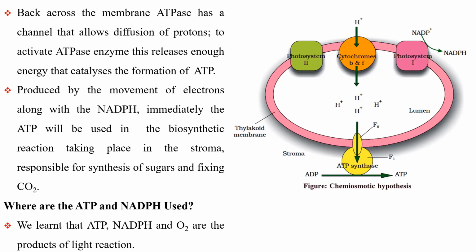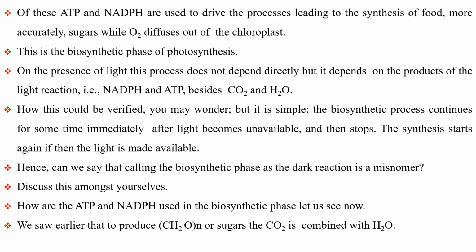The ATP produced by the movement of electrons, along with the NADPH, will immediately be used in the biosynthetic reactions taking place in the stroma, responsible for synthesis of sugars and fixing carbon dioxide. Where are the ATP and NADPH used? We learned that ATP, NADPH, and oxygen are the products of the light reaction. Of these, ATP and NADPH are used to drive the processes leading to the synthesis of food, more accurately sugars, while oxygen diffuses out of the chloroplast.